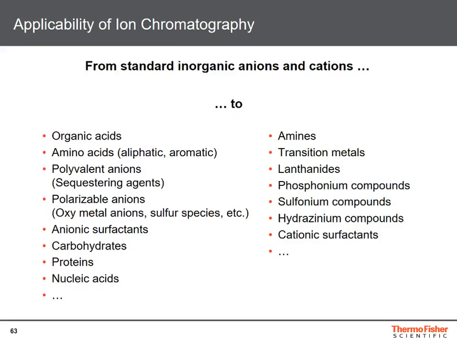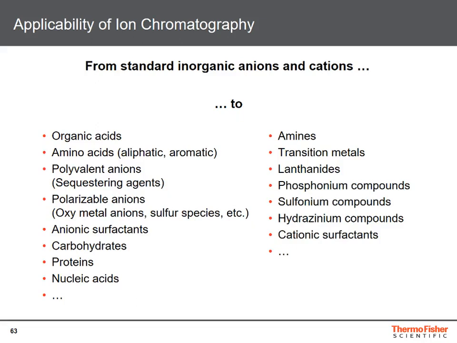On the right side of this slide, you see a few examples for cationic species. On the top, the very important class of amines. Transition metals are usually only analyzed by ion chromatography if the oxidation state of the metal is of interest. On the other hand, lanthanides are almost exclusively analyzed by gradient ion exchange chromatography. Phosphonium, sulfonium, hydrazinium compounds are certainly not that common, but a very important class of cationic species are cationic surfactants, also used in many consumer products today.